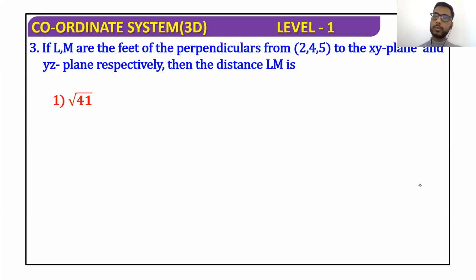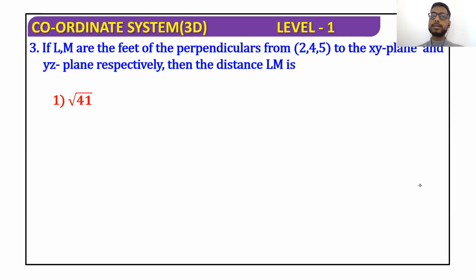So there is one point, say suppose that point is P, which is (2, 4, 5). From that point, I'm drawing a perpendicular on my xy plane. When that perpendicular reaches my xy plane, it will only have two coordinates of x and y. It won't have z coordinate because it is my xy plane. So z coordinate is 0. And if I'm drawing another perpendicular on yz plane, it will only have y and z coordinates. It won't have x coordinate because I'm considering yz plane. So x coordinate in that case is 0.